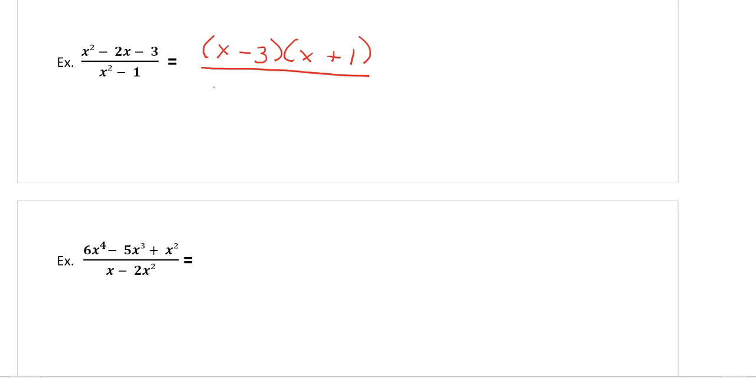And I hope we recognize this denominator as the difference of two perfect squares. So we have x plus 1, x minus 1. Look for any common factors. They have the x plus 1 in common, so those can be factored out. And we are left with the simplified fraction of x minus 3 over x minus 1.